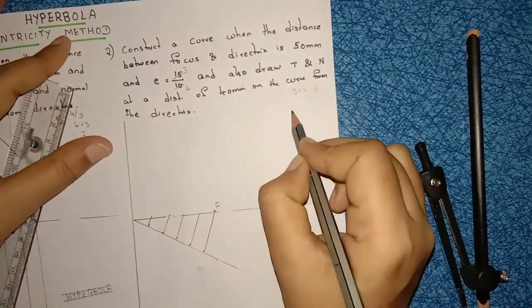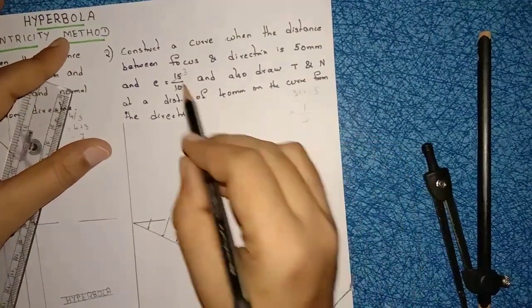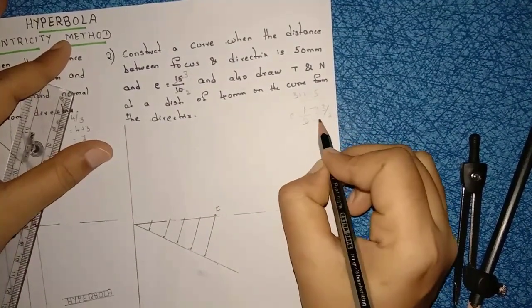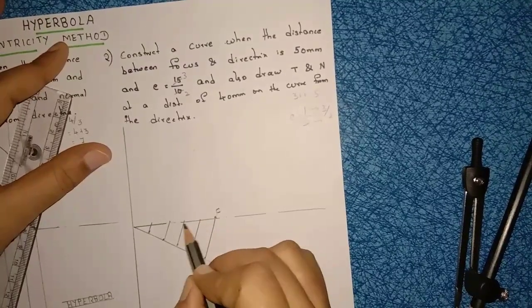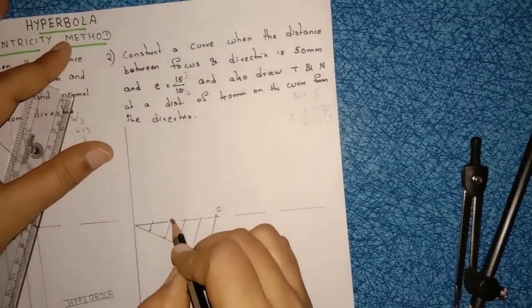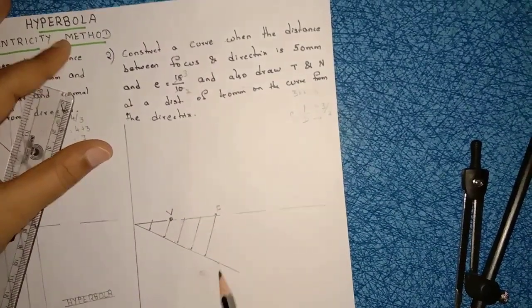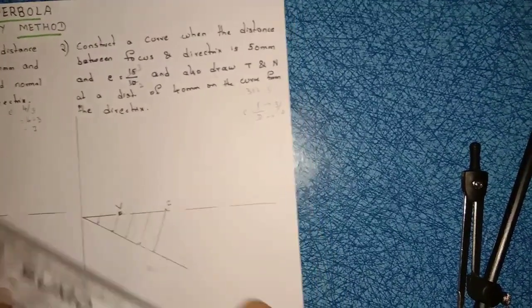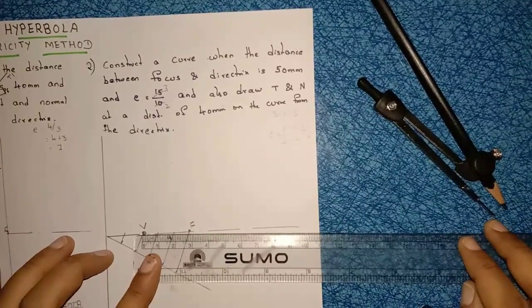So E equal to, what is the formula? Focus by directrix. So in the question E equal to 3 by 2. That means from focus third point, from directrix second point. So from focus third point, 0 1 2 3, this is the point. From directrix second point, 0 1 2, so the same point you will get V, right? After that, what we have to do? Measure the distance from V to F.